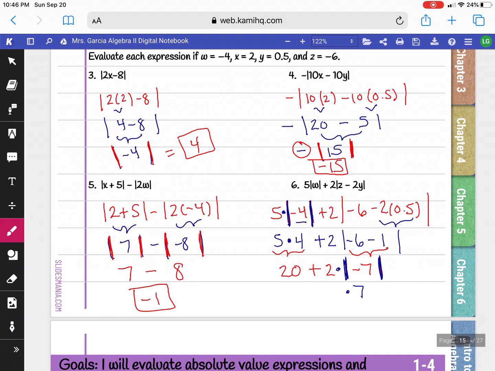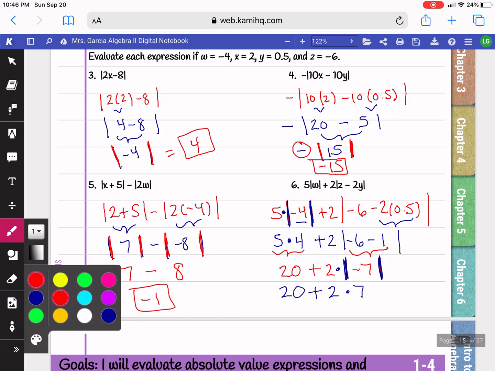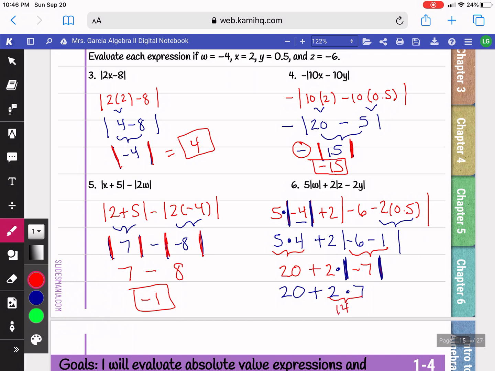So this becomes 7 times 2 plus 20. Remember, when you're using PEMDAS, you multiply before you add. So 7 times 2 is 14. And 14 plus 20 will give us 34 for our final answer.